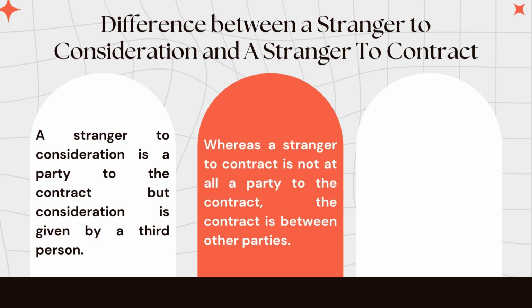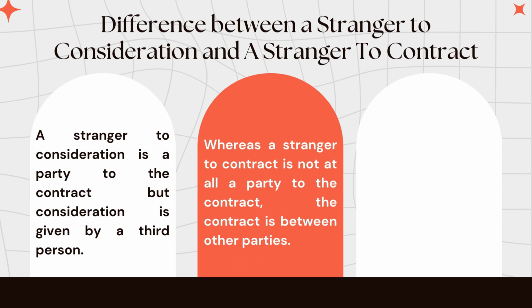Whereas a stranger to a contract is not at all a party. The contract is between the main parties. Like I have given the example in this slide, where A agrees with B to give 500 to C. So, accordingly A and B have entered into a contract.